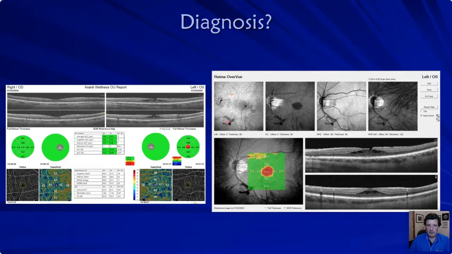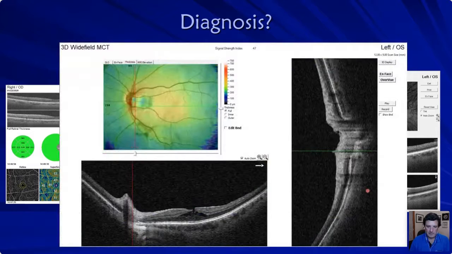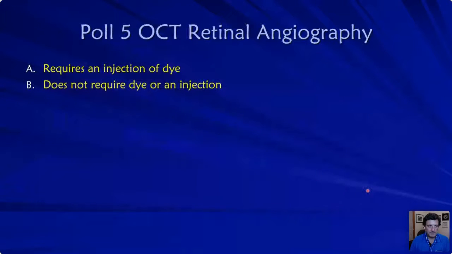And when you look here, you can see the PVD, and you can see some different images of what this lamellar hole looks like. And just another photo of that. So are you tired of macular scans now? With that being said, let's jump into retinal angiography.